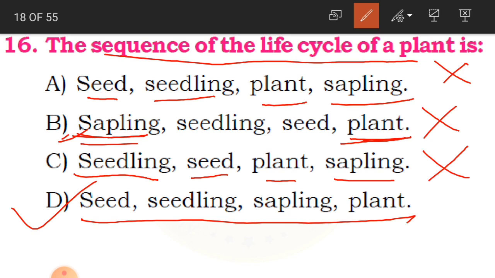First we'll have the seed. Second we'll have the seedling. Seedling is nothing but the young plant which is growing from the seed. And we'll have the third stage, that is sapling, where this baby plant is growing with the stem. And at the final stage you will get the plant, which is coming out of the ground with the stem and the leaves. So this is the right answer.